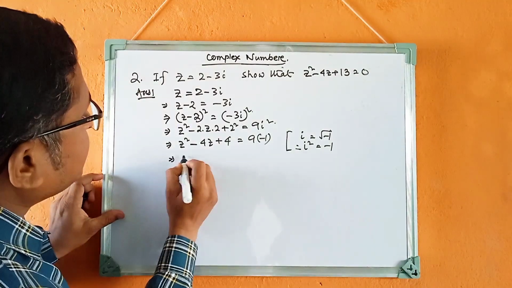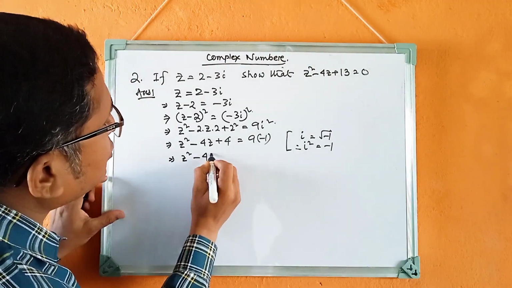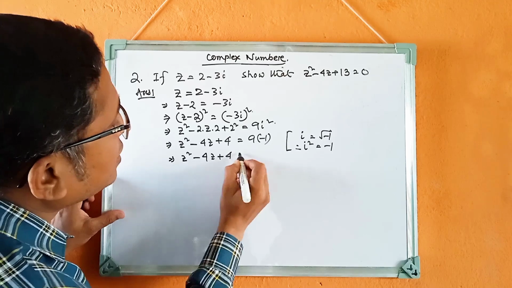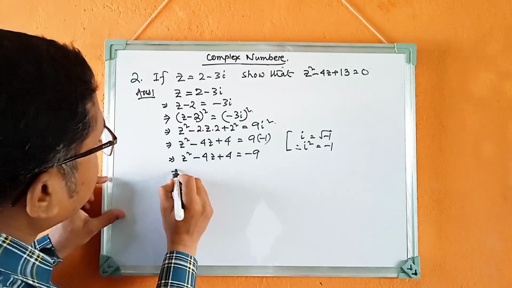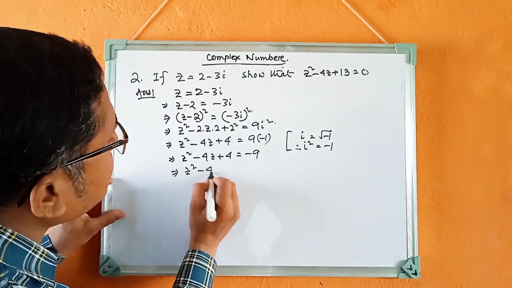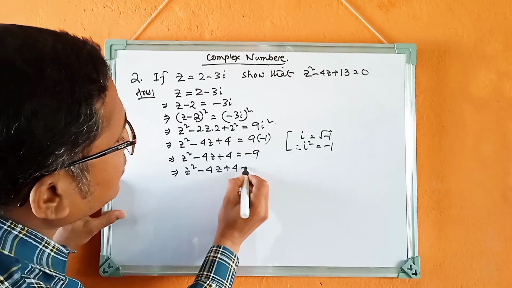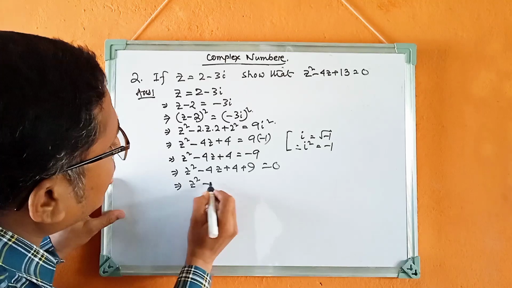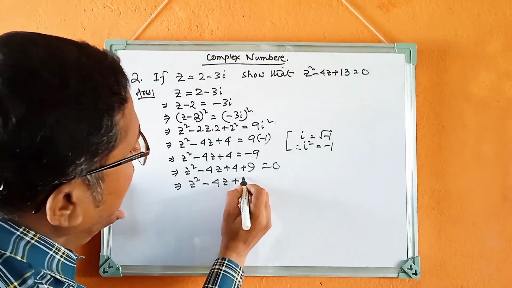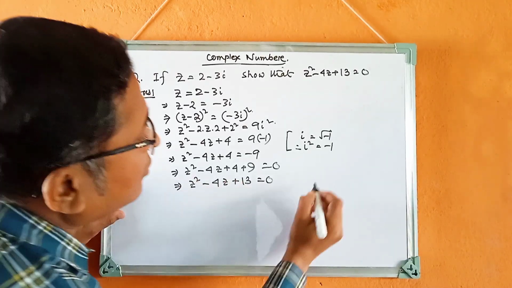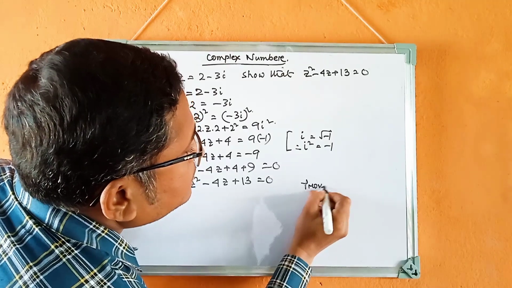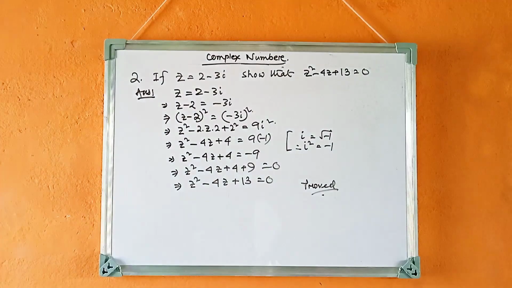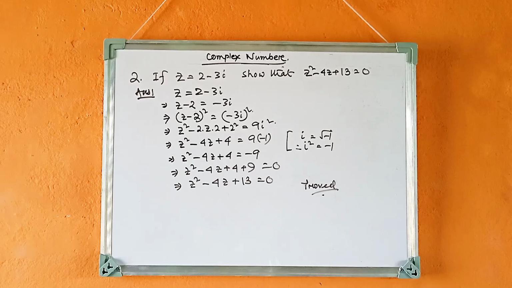Now see, z square minus 4z plus 4, here is minus 9. So z square minus 4z plus 4 plus 9 equal to 0. So z square minus 4z plus 13 is equal to 0. Proved. Clear everyone? This is sum number 2.